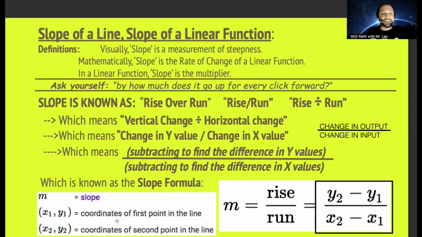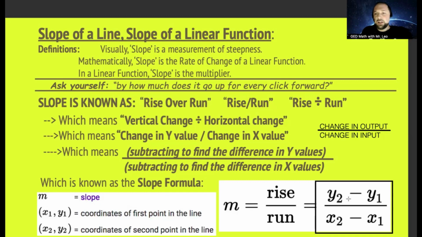In this context, x1 and y1 are the coordinates of the first point on the line. x2 and y2 are the coordinates of the second point on the line. You notice these are not exponents. This is not second power. No, it's just a label. This is the second y minus the first y, and the second x minus the first x. It's that one minus that one, and then this one minus that one.